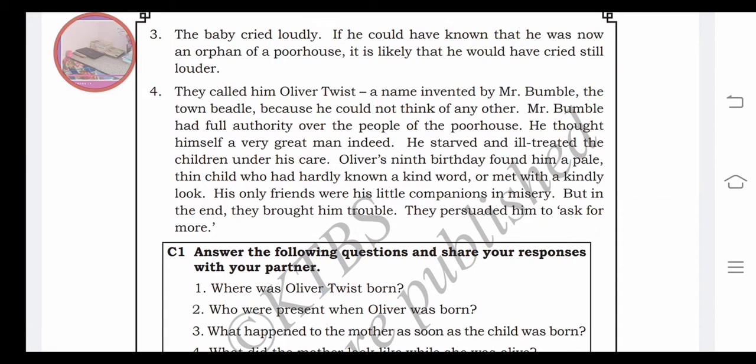Okay, that's good. But what he used to do, he doesn't take care well of them. That's the problem. And his friends, in the sense Oliver's friends, they asked him, they forced him, see, this is your turn, now go and ask for more. Why? Why does he have to go and ask for more? Okay, so there is a question, right?